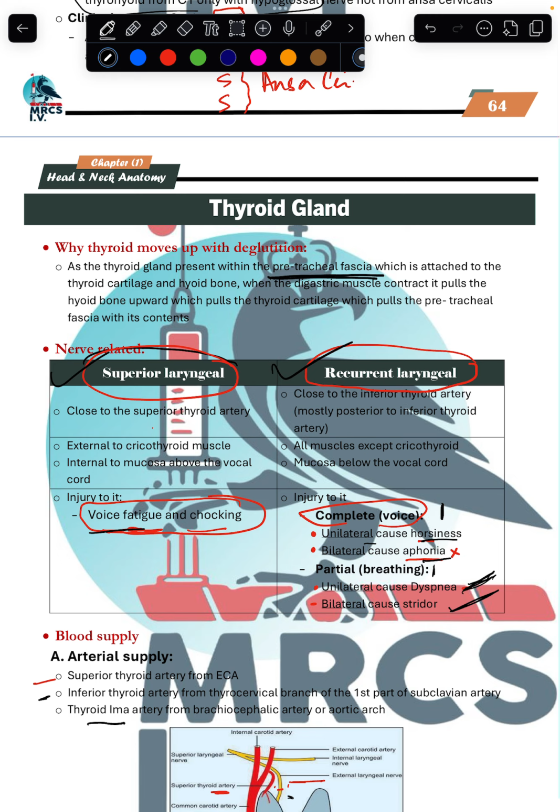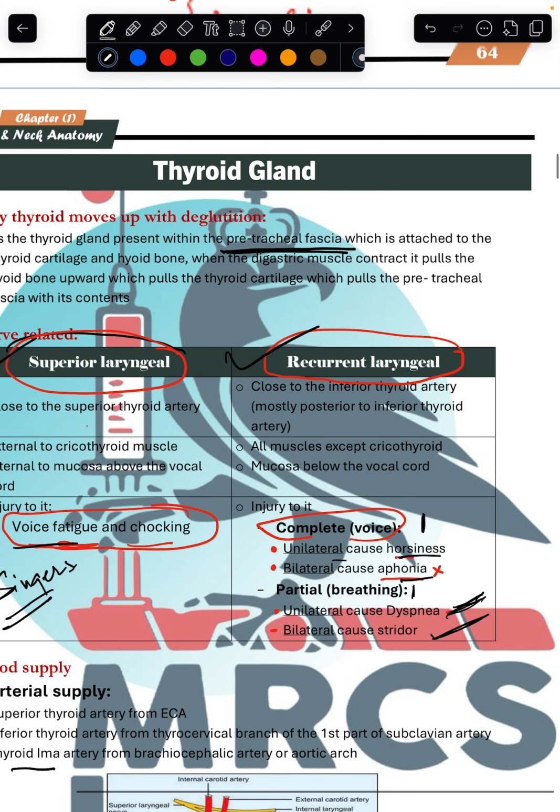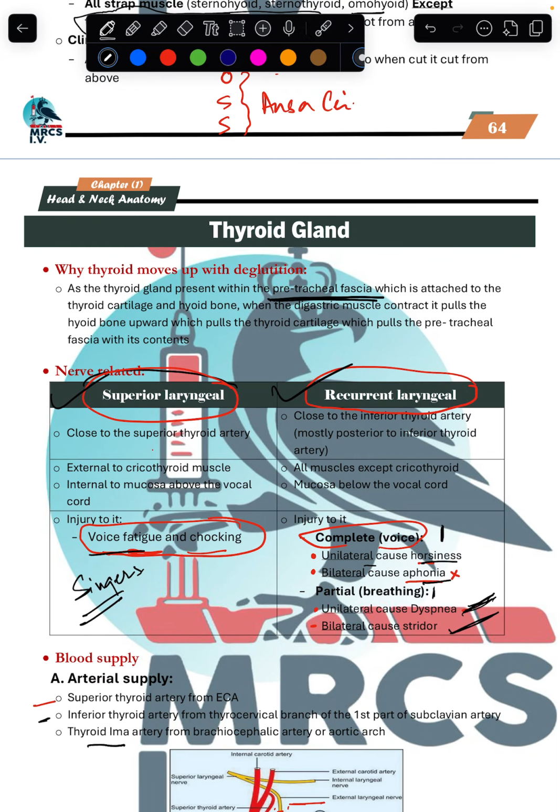The important nerves are the superior laryngeal and recurrent laryngeal. The superior laryngeal comes from above and has external and internal branches. Injury to the external branch is called the voice of fatigue, and it affects singers, whose voice is lost because of the superior laryngeal. The recurrent laryngeal supplies for breathing and is close to the inferior thyroid artery, while the superior laryngeal is close to the superior thyroid artery.